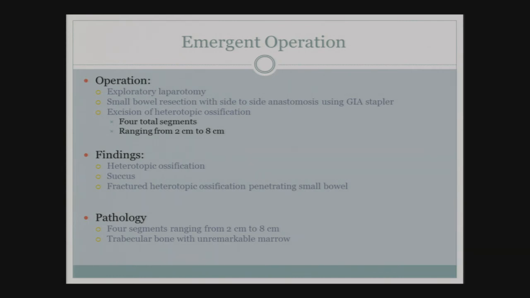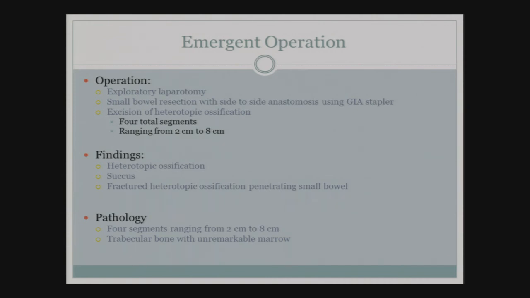Upon lysing these adhesions, there was noted to be a large amount of succus in the patient's abdomen. As we lysed going cephalad towards the superior part of the incision, it was discovered that this ossified structure had fractured and then penetrated his small bowel. This portion of the small bowel was removed, and a side-to-side anastomosis was performed. We then irrigated his abdominal cavity and then removed the remaining portions of this ossification.